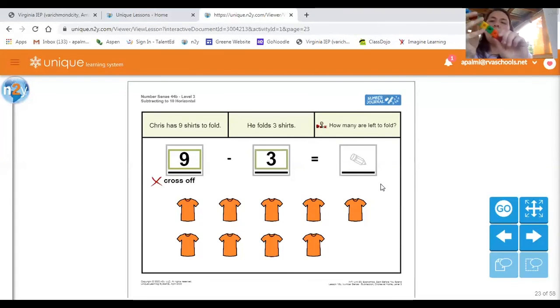1, 2, and 3. Great counting. So here's what I have left. How many are left? 1, 2, 3, 4, 5, 6. Great counting, guys. All right, so go ahead and find the number 6 on your keyboard and type it in with me.